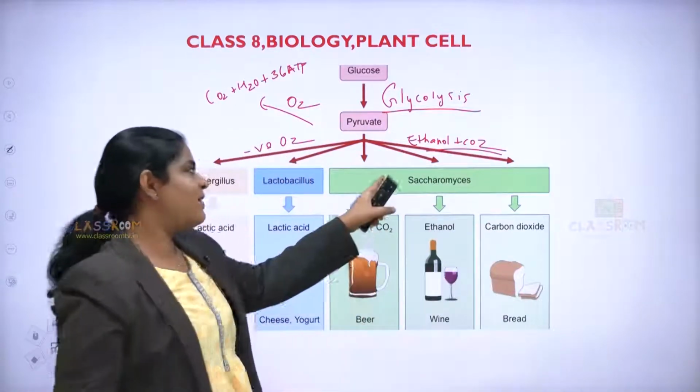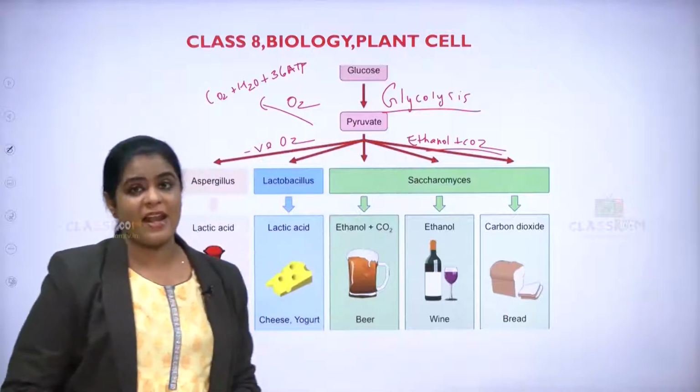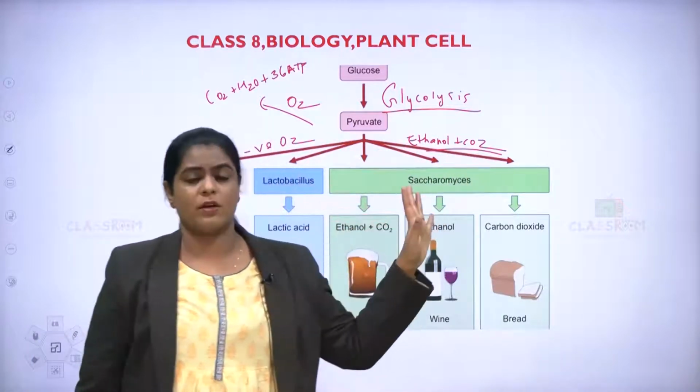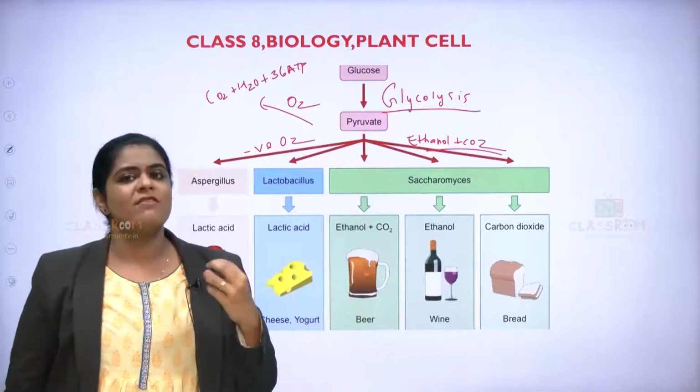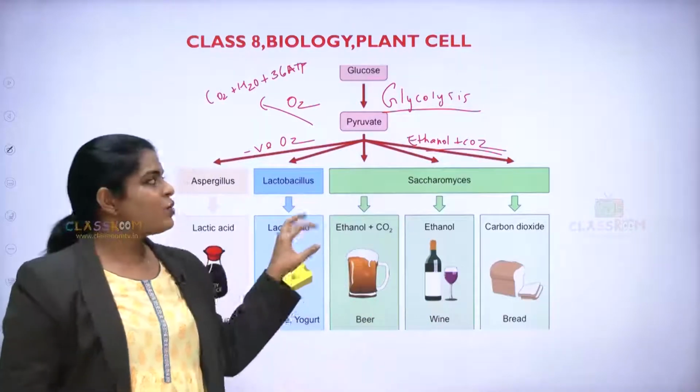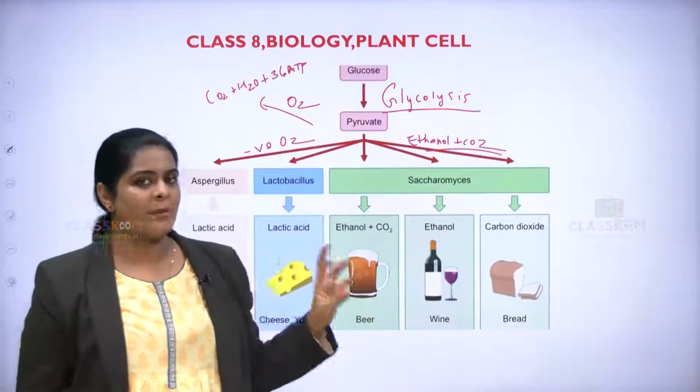Alright, and that is used in the making of bread and wine. In bread we use the carbon dioxide and make sure the ethanol is evaporated, whereas in making alcohol we use the ethanol and get rid of the carbon dioxide. So these are the different purposes of fermentation.